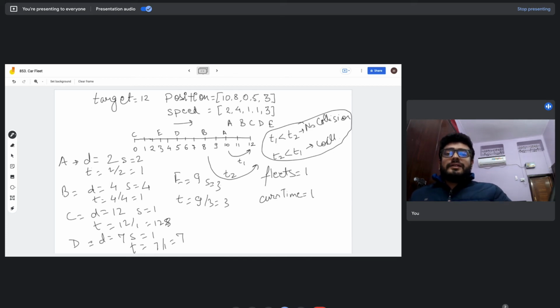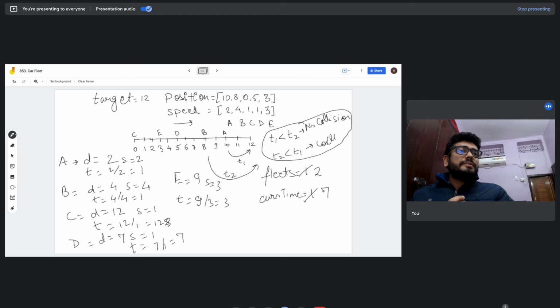For D we check: D takes 7 seconds to reach the destination, right? The current time of the fleet is 1, so 7 is greater than 1. This means that D cannot be part of the same fleet, so D would be part of another fleet. So we are going to increment the fleets counter, and also the current time. That is, this entire fleet which was carrying B and A has, let's say, already reached the final destination, right? Now we are on the other fleet which is having D, and D is taking 7 seconds to reach the final target.